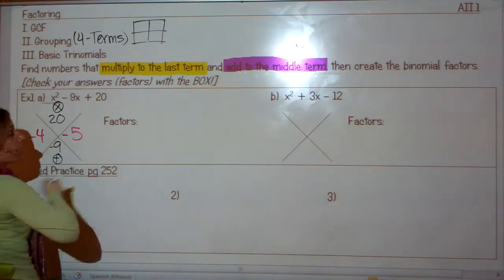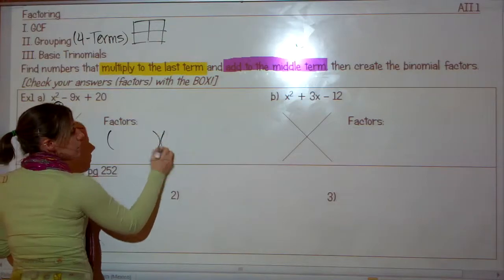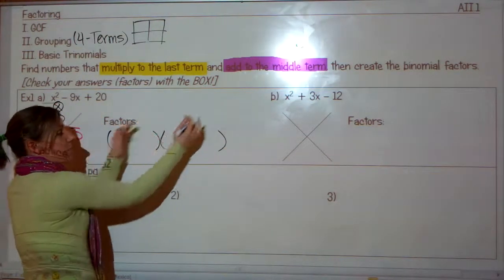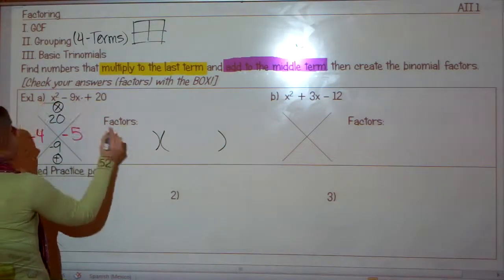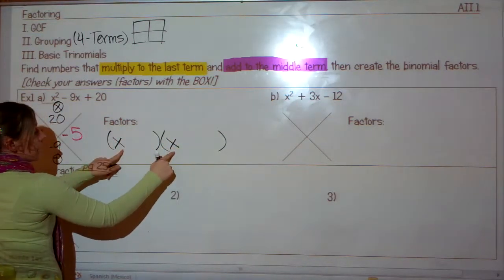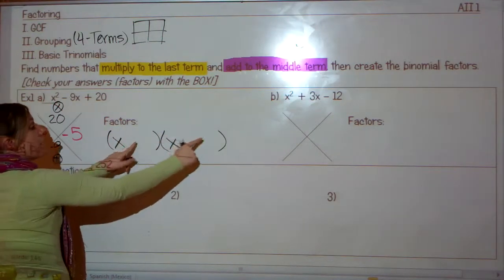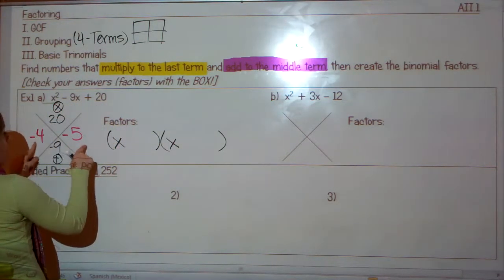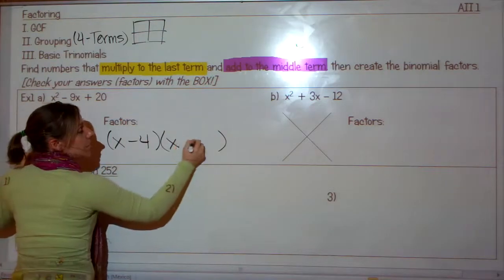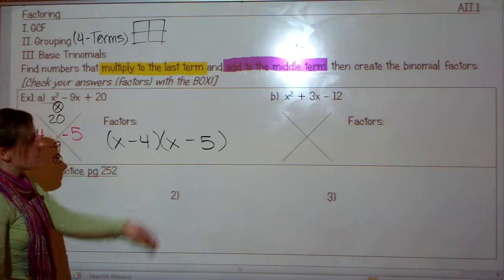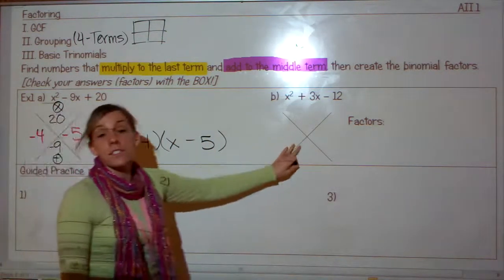Since those are our 2 numbers, we turn to our factors, which are parenthesis groups, and we say, okay, x times x, that's where the x squared comes from. But then the 2 numbers that we put here that give us the other parts are -4 and -5. Okay, so then this one's the same way.